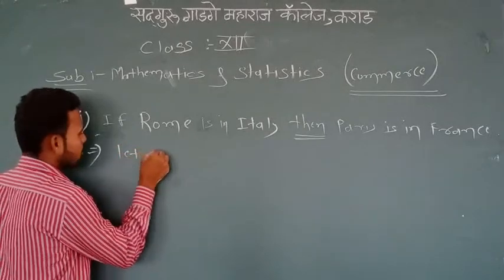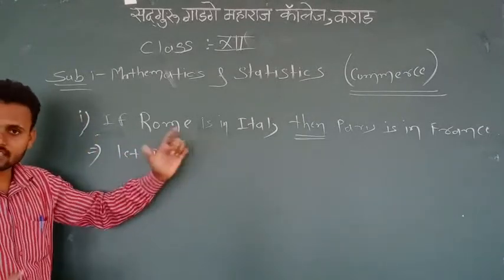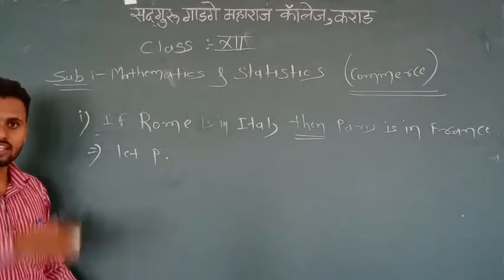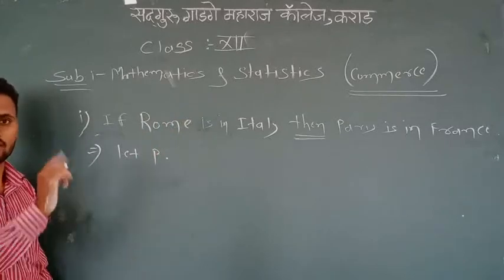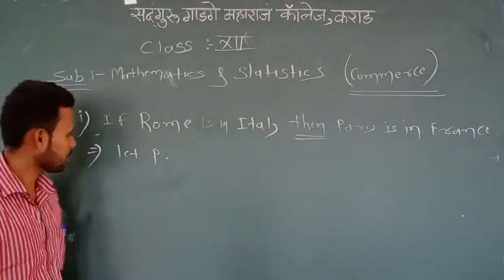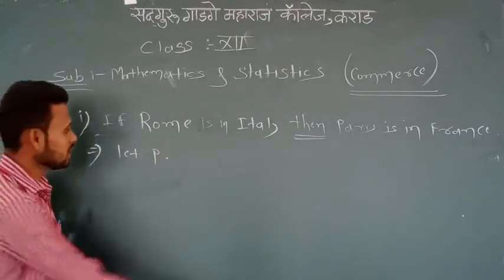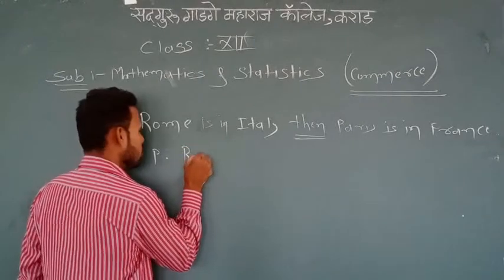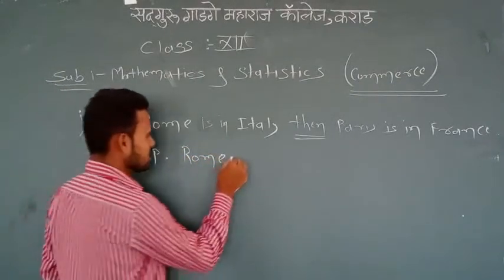Let P denote. सोल्युशन मध्ये फर्स्ट आपण काय करूया, दोन सिंपल स्टेटमेंट सेपरेट घेऊया, त्यांची ट्रूथ व्हॅल्यू फाइंड आउट करूया, and then we know the truth table for conditional statement. With the help of that we will find the truth value of that whole compound statement. Here let P denote the first statement: Rome is in Italy.